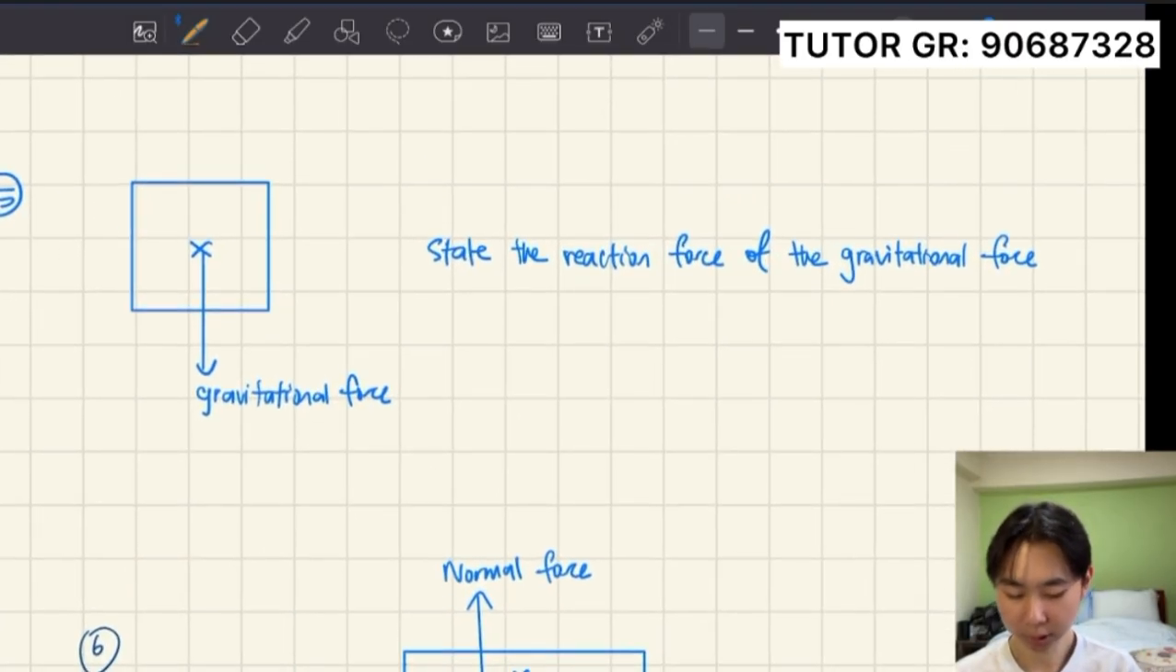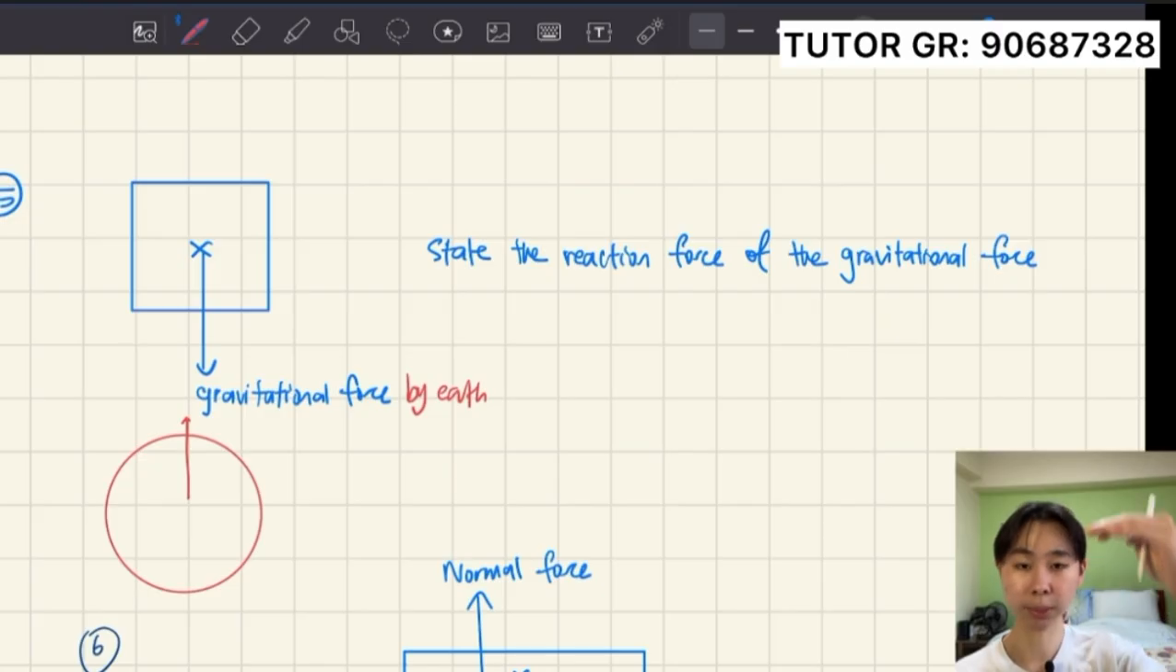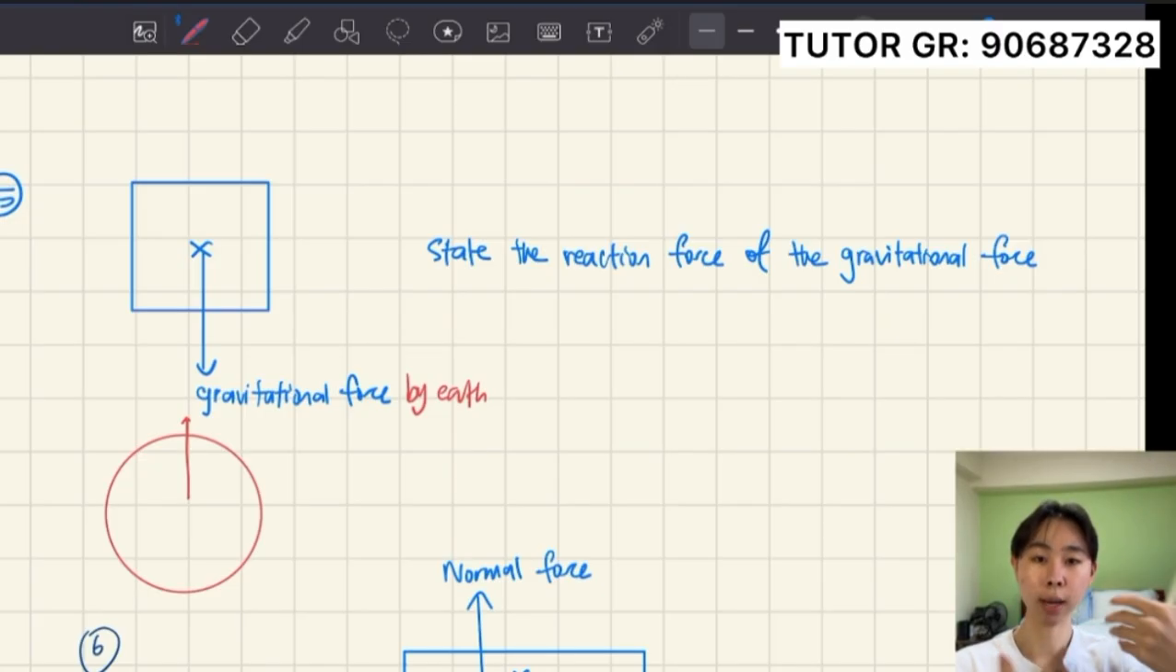We'll take a look at more examples here. So this one, gravitational force: state the reaction force of this gravitational force. First thing we need to understand is what exactly gravitational force is. Gravitational force is your weight, and weight is exerted by Earth. Just imagine this block here is being pulled down by Earth. As a result, your block will exert an equal but opposite force on Earth. Your block is being pulled down by Earth, and Earth is being pulled up by your block. That is your reaction force.